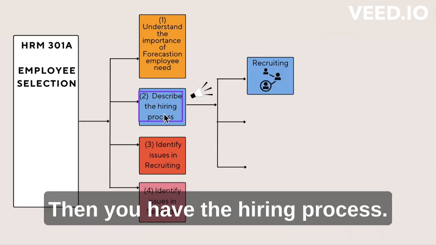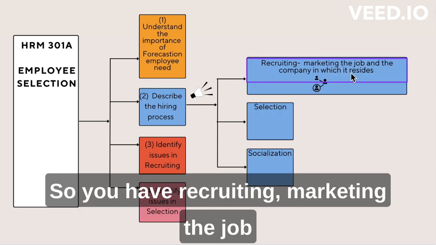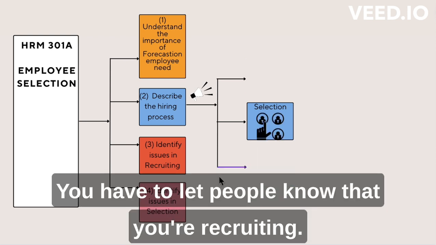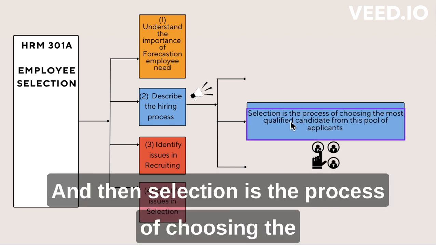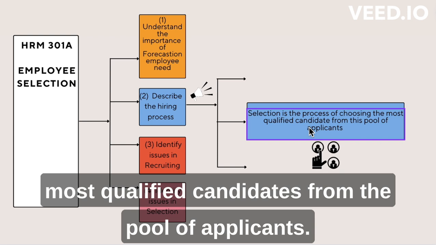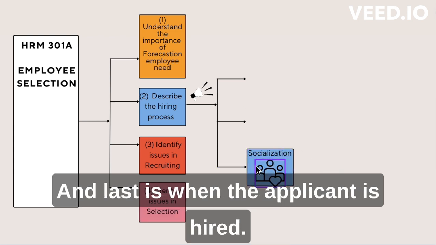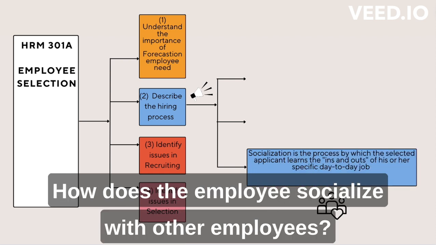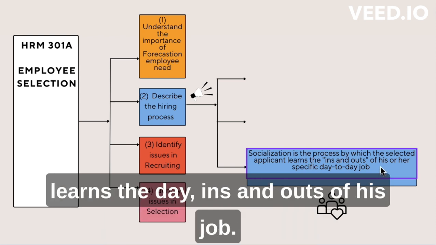And then you have the hiring process. So you have recruiting, marketing the job and the company in which it resides. You have to let people know that you're recruiting, and then you select from the applicants. Selection is the process of choosing the most qualified candidates from the pool of applicants. And last is, when the applicant is hired, how does the employee socialize with other employees? This is the process by which the selected applicant learns the ins and outs of his job.